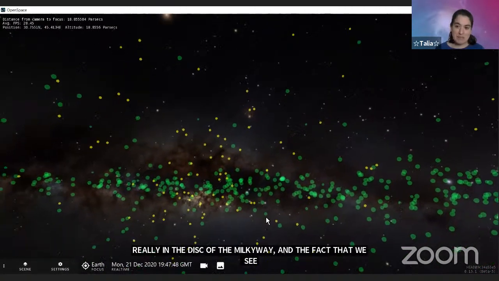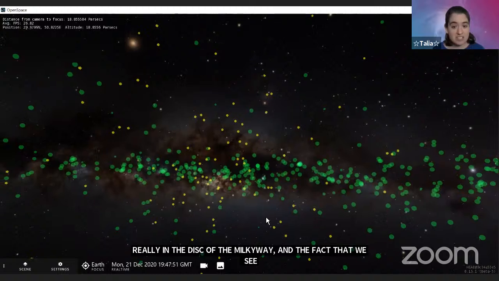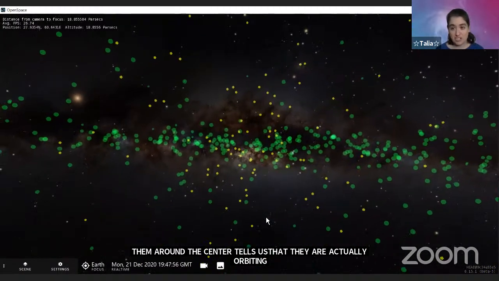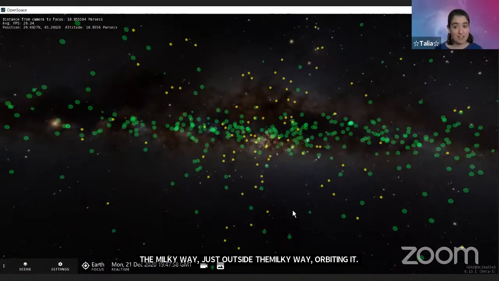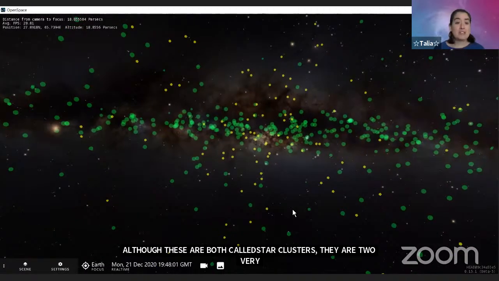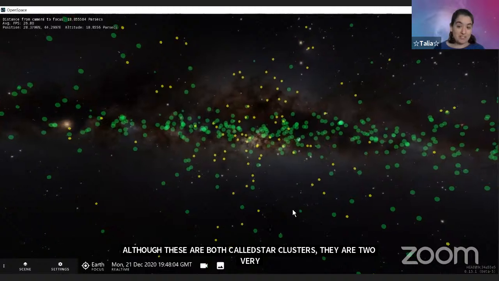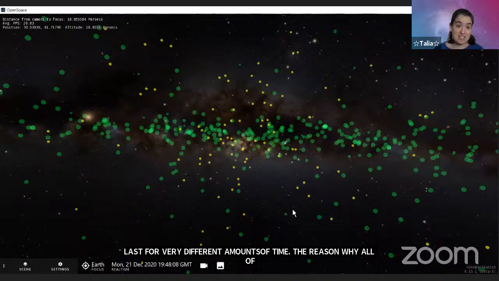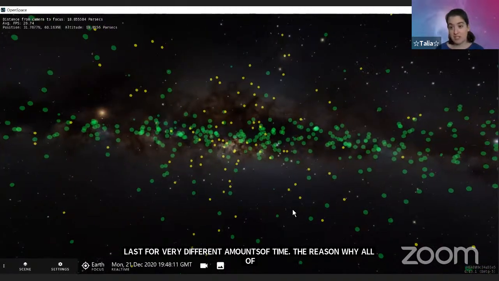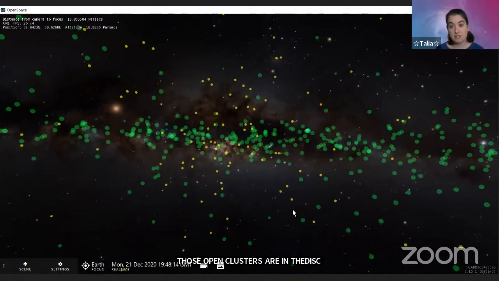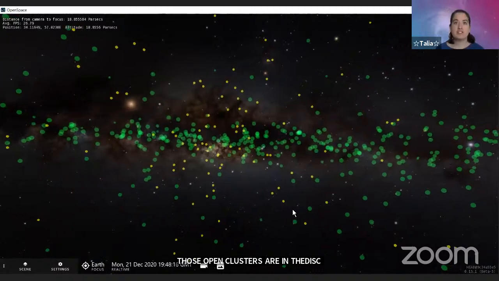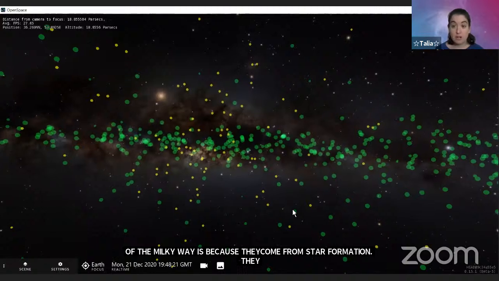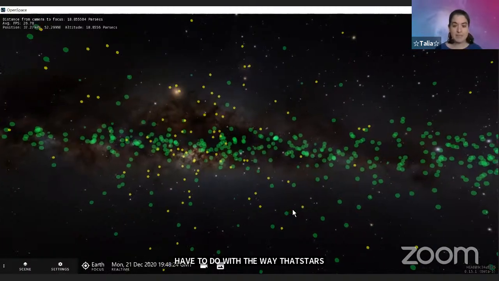And that's because although these are both called star clusters, they are two very different things and they have very different origins. And they last for very different amounts of time. So the reason why all those open clusters are in the disk of the Milky Way is because they come from star formation. They have to do with the way stars form. So stars form out of giant clouds of gas and dust that we call nebulas, star birth nebulas, or star forming nebulas.